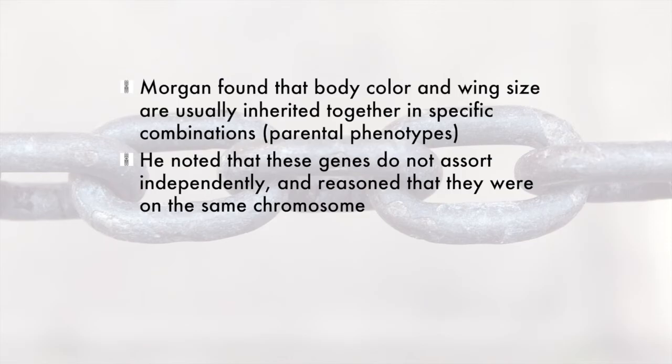The results led him to ask, why? Why do gray bodies and normal wings develop together as much as black bodies and vestigial wings? And why, usually but not always? He reasoned that the genes did not assort independently, as Mendel predicted, and thus that the genes were inherited together because they were on the same chromosome. In other words, he had discovered genetic linkage.